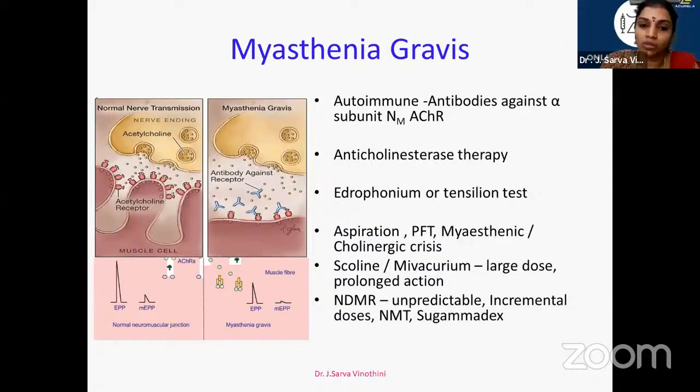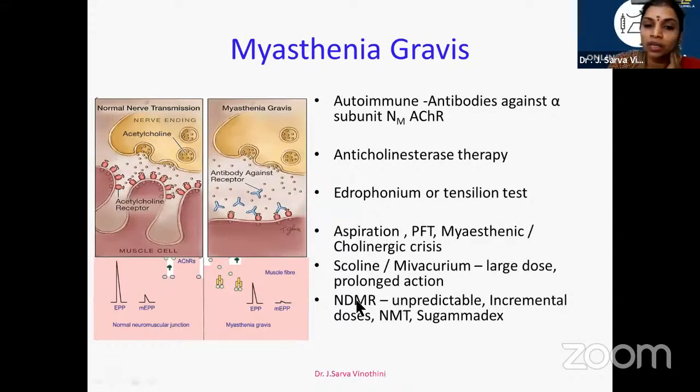And regarding the drug usage, if you are going to use succinylcholine or mivacurium, we have to use a larger dose and we have to expect a prolonged action in them because these patients are already on anticholinesterase therapy. And they very rarely require muscle relaxants actually. If at all they require it, it would be only for tracheal intubation, but most of the time the whole procedure can be done even without the usage of muscle relaxant.